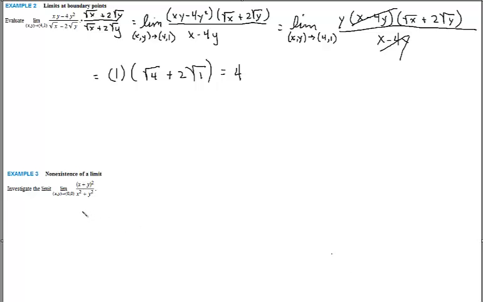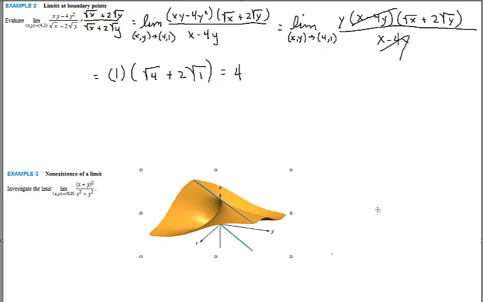In this next problem, notice that it says non-existence of a limit, because there's nothing I can do to this thing to make direct substitution possible. In fact, if we look at the graph of it, we can see that along this x and y axis, the function itself goes all along the axis, meaning that it's not going to one particular value. So this particular limit does not exist.